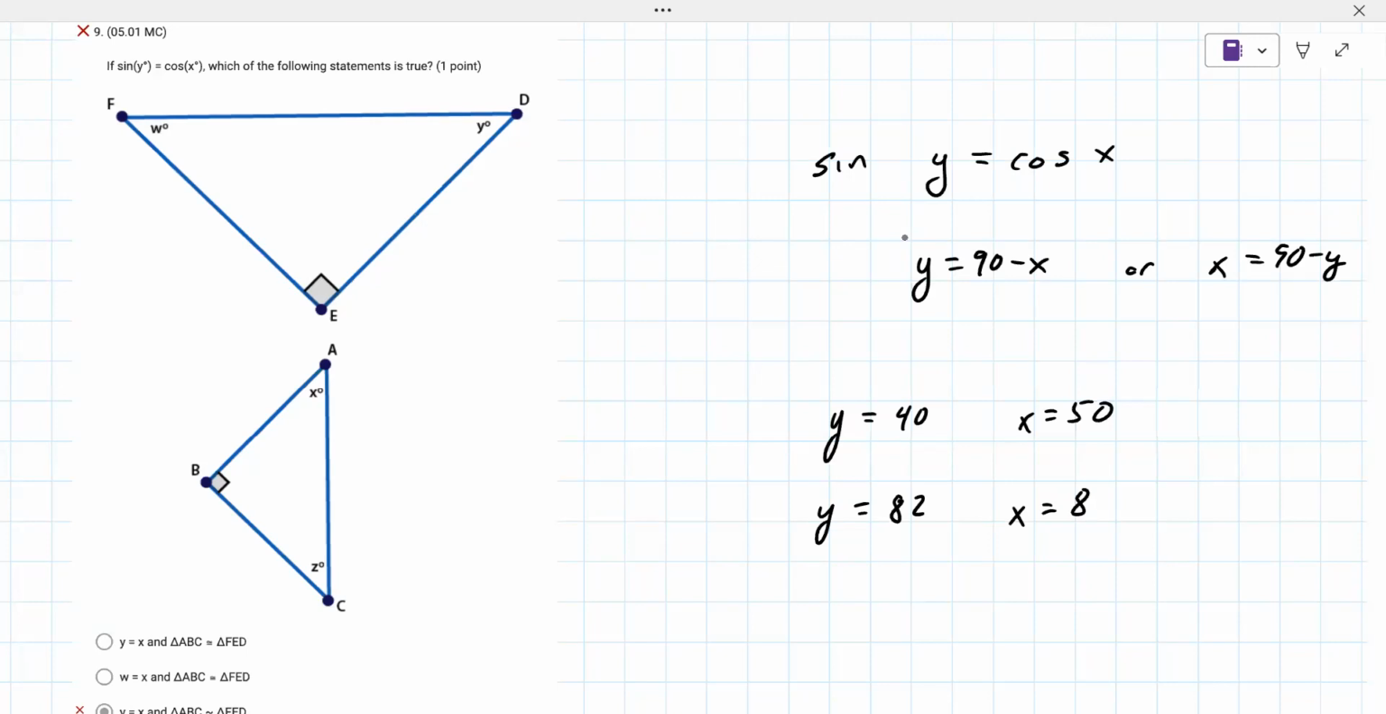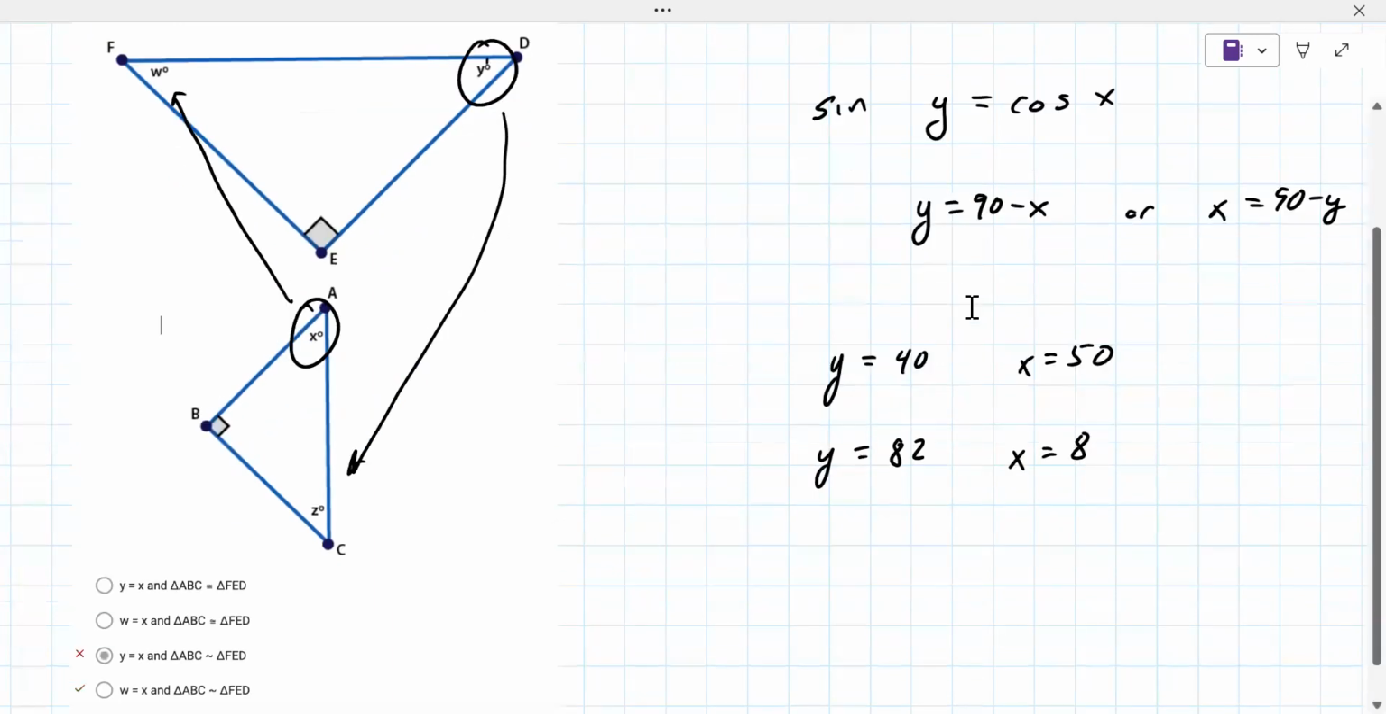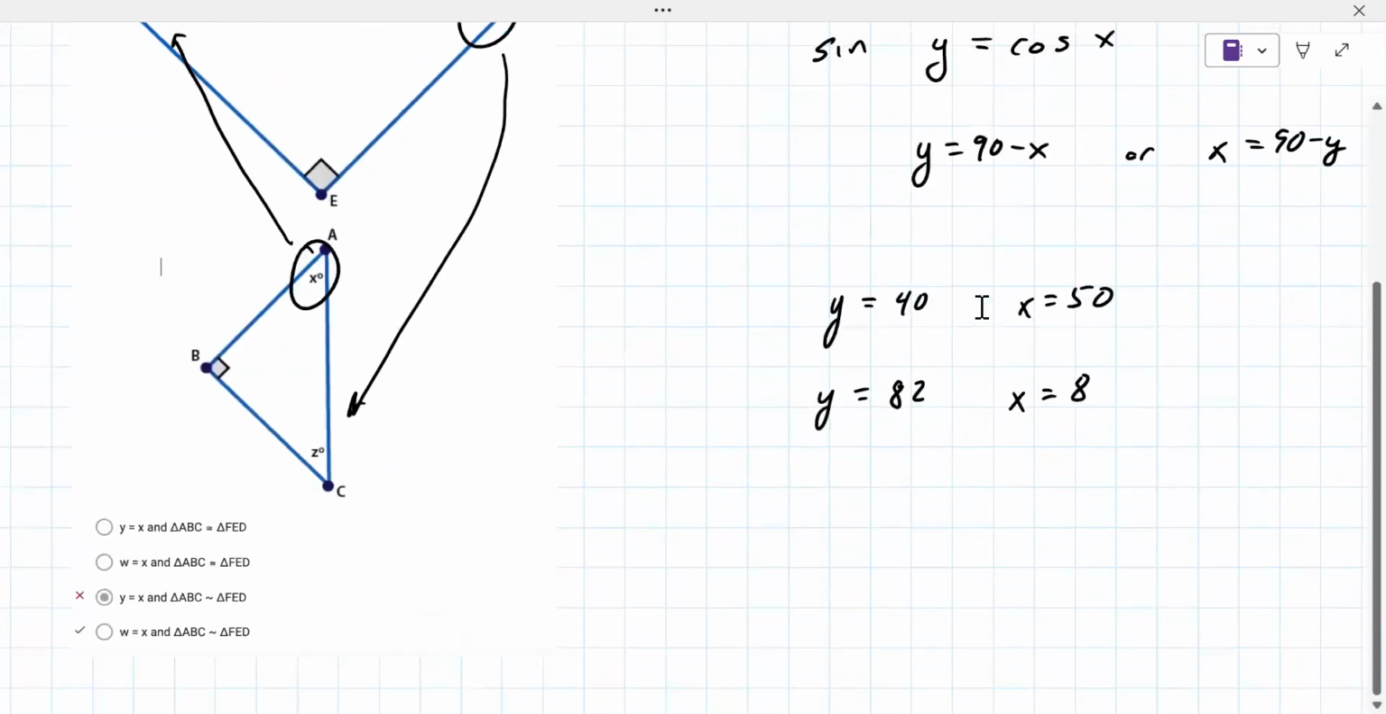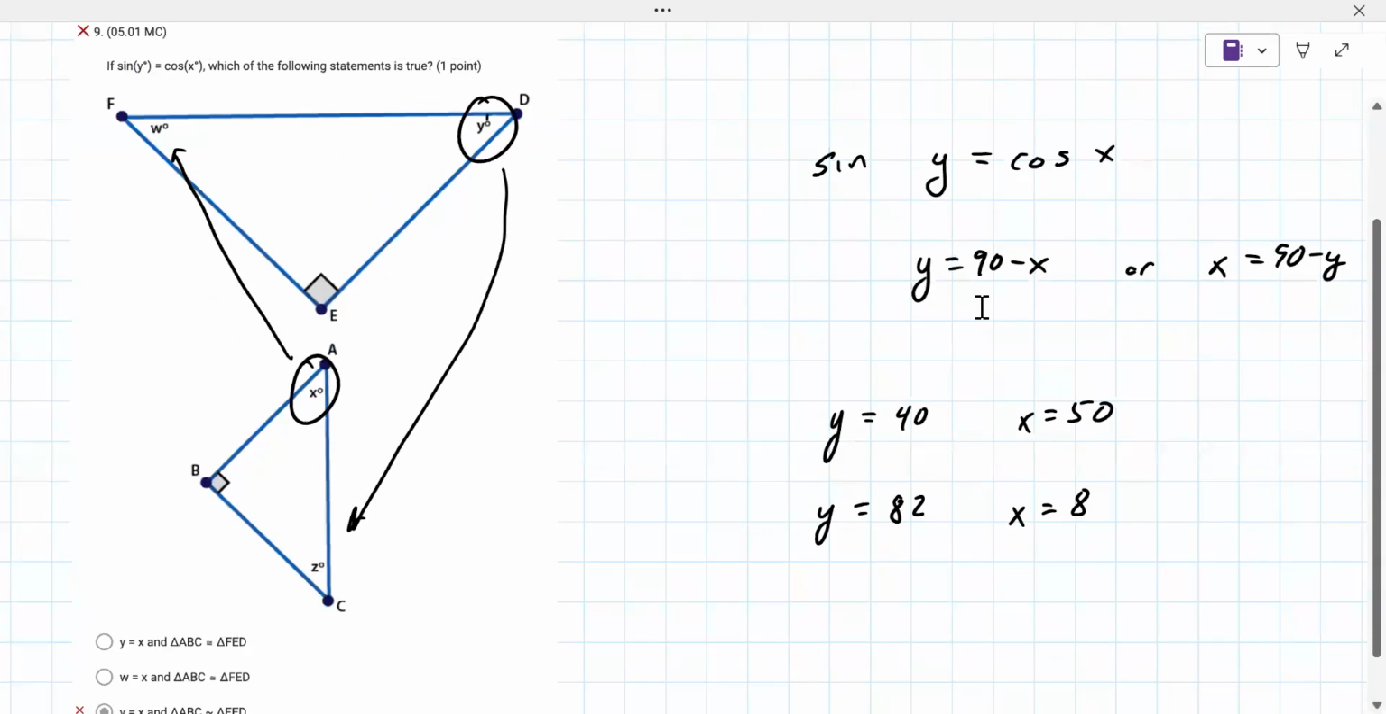I think what could be confusing here is that they're in different triangles. You've got y in one triangle and x in the other. What it really means is that y is really z and x is really w. I know it's a weird mapping, but that's what it is.